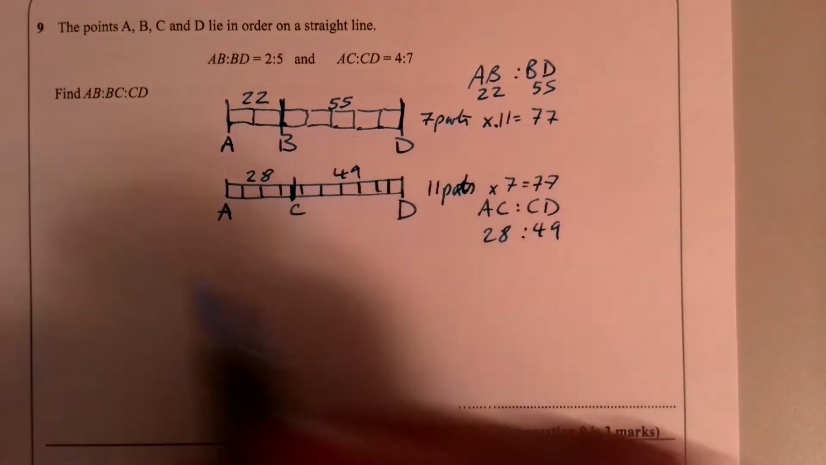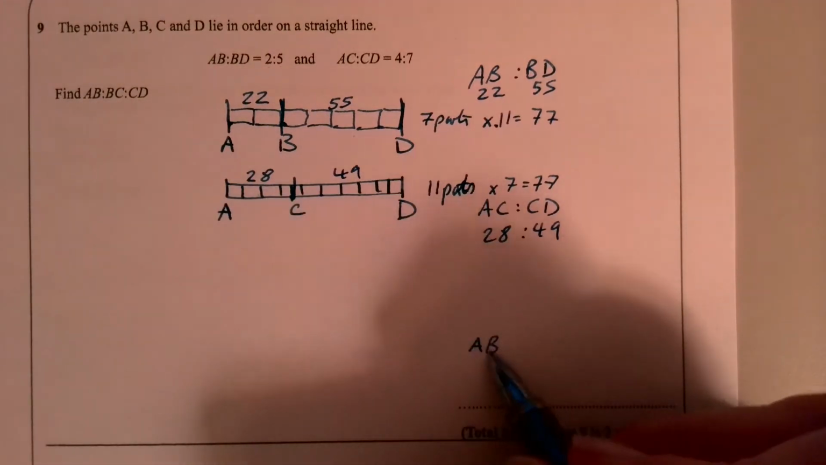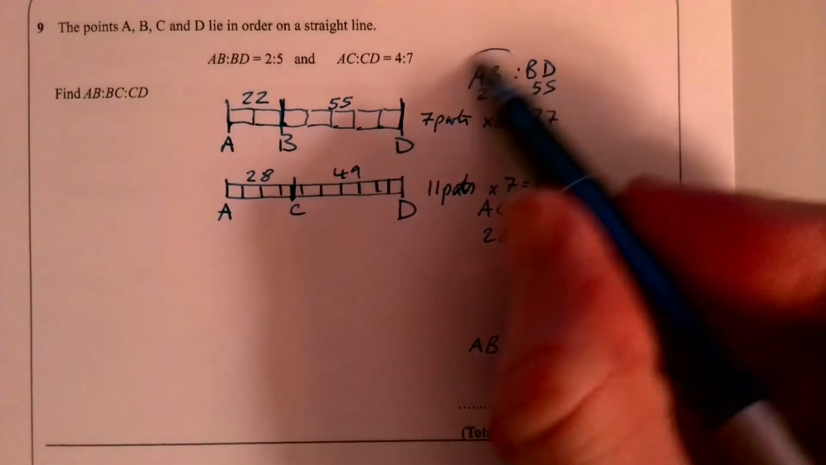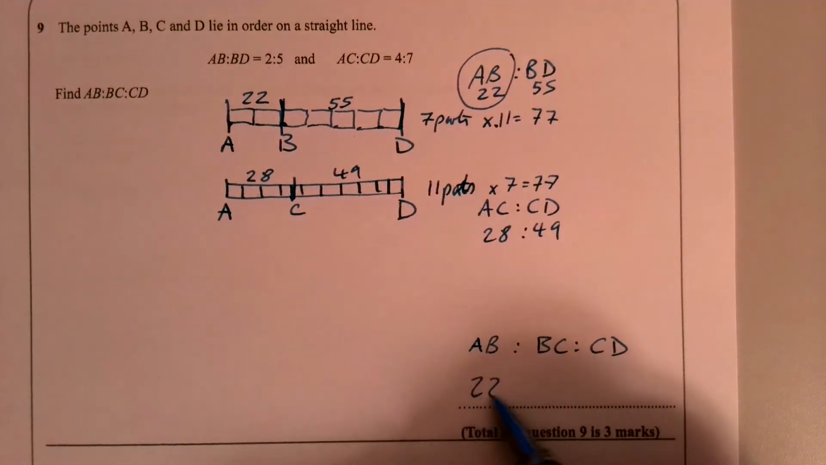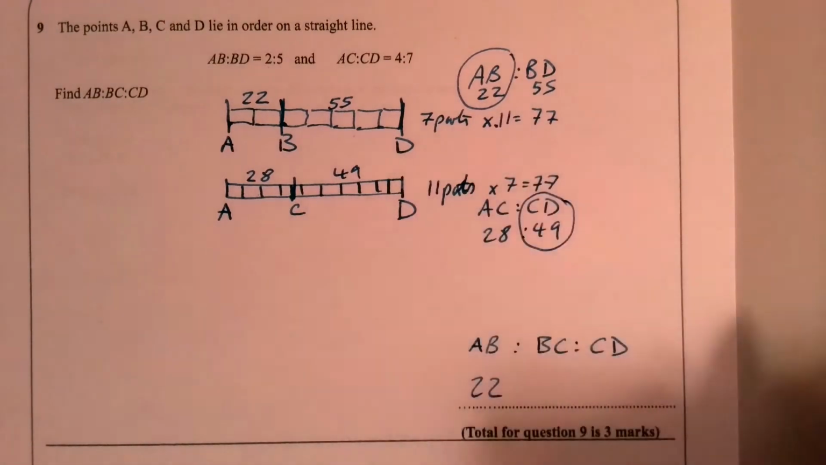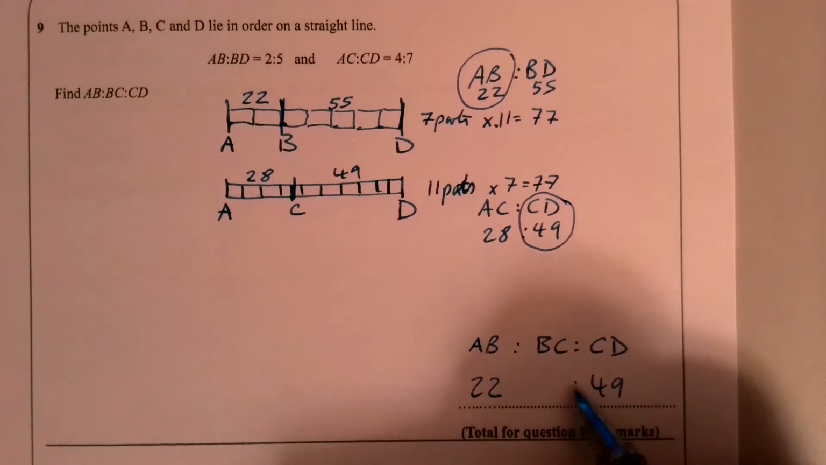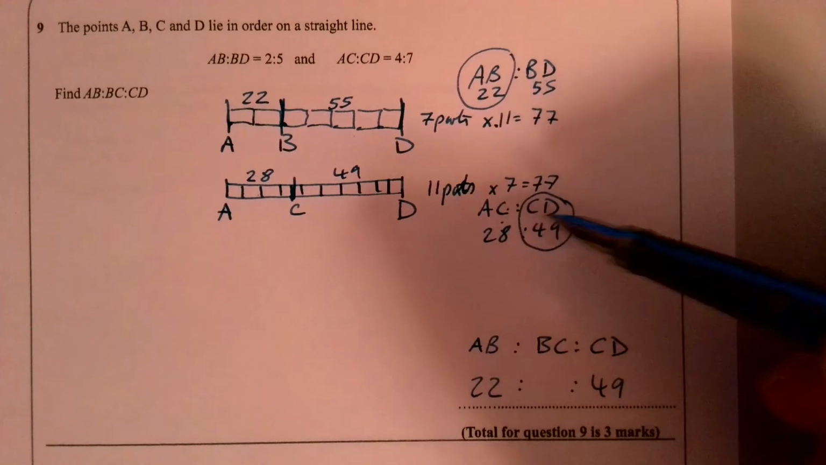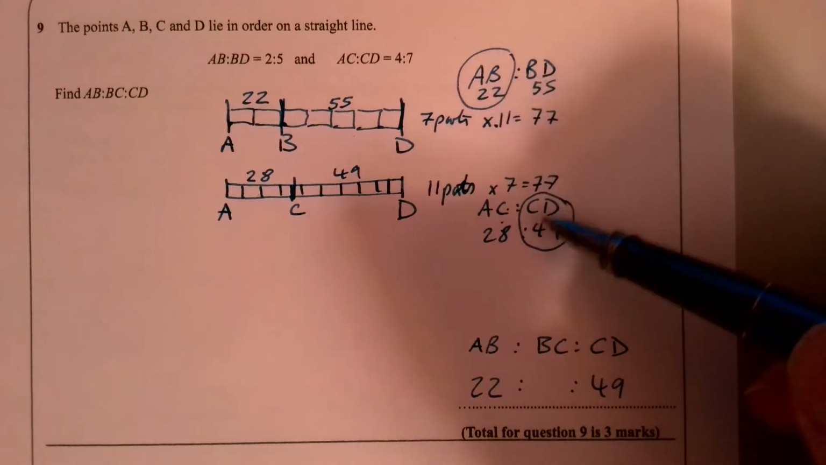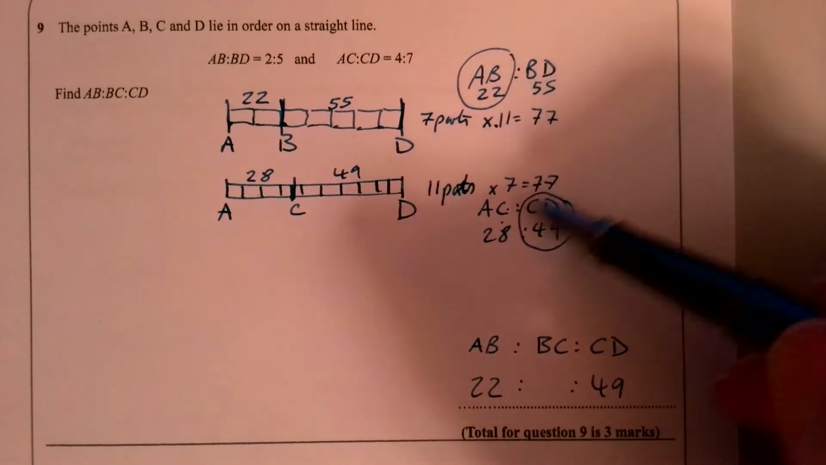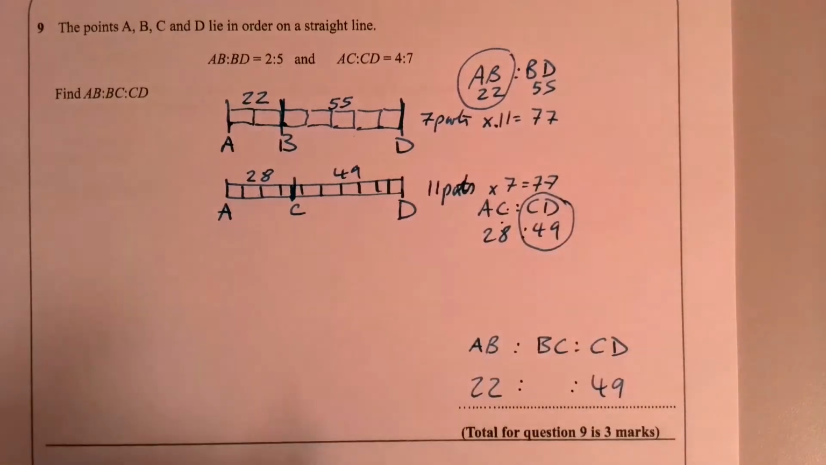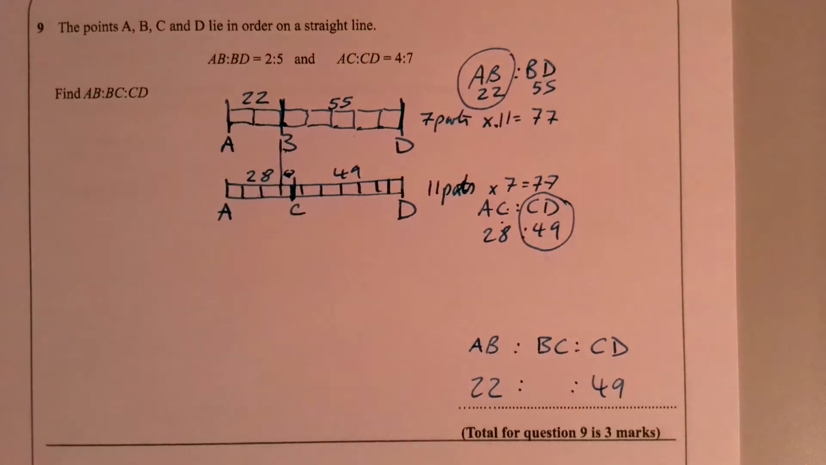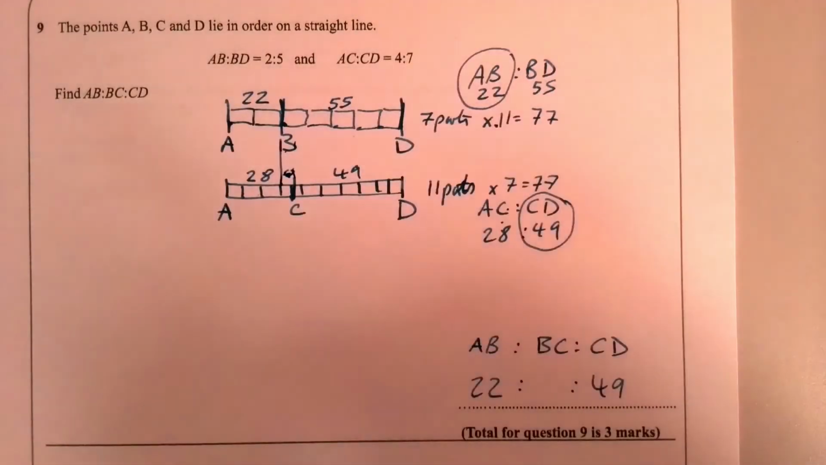So what do we need? We need AB to BC to CD, and we've got AB already, that's 22. We've got CD, that's 49. How do we work out how many are covered in the middle between B and C? Because we know BD, that's 55, and AC, that's 28. But there's an overlap there, isn't there? We just want the bit between B and C there, which isn't very much. How do we do that?